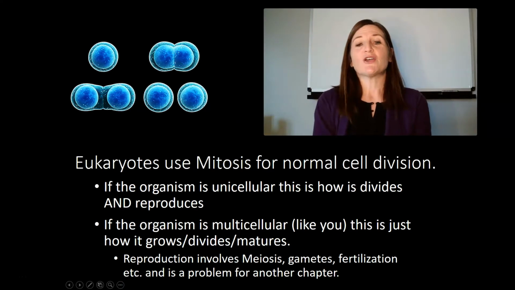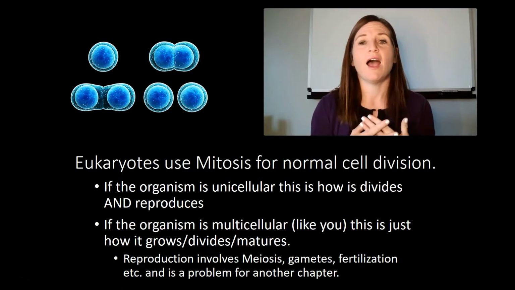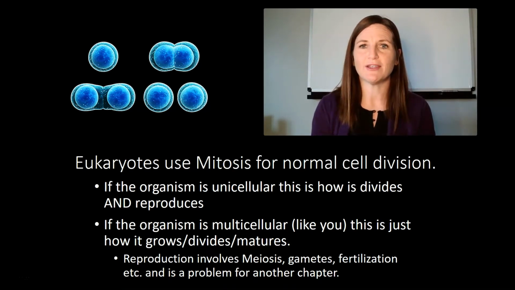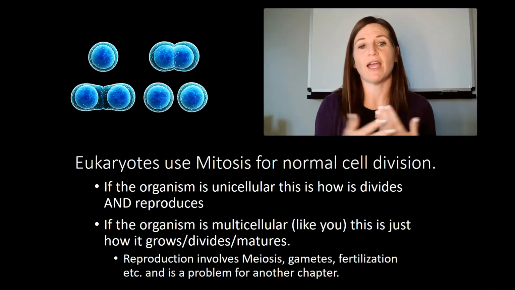Eukaryotes, on the other hand, go through a process of mitosis for normal cell division. And what I mean by normal cell division is not to make gametes, not for sexual reproduction. Eukaryotes use mitosis in order to grow, repair, and differentiate. If the organism happens to be unicellular, then mitosis is also how it reproduces, but that's really not where our focus is going to be. We're going to be focusing on multicellular organisms. If the organism is multicellular, like you and me, then this is just how it grows, divides, and matures.